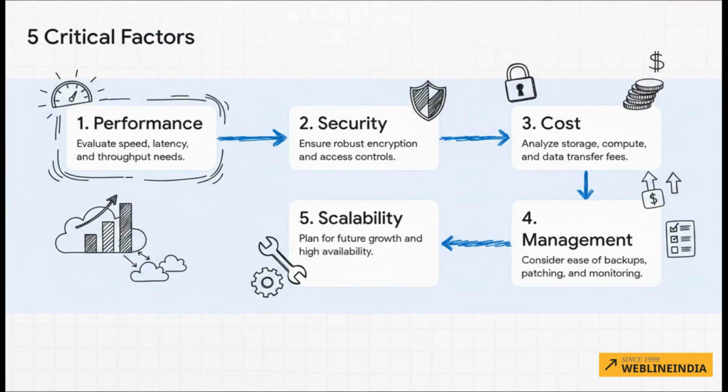We usually guide our clients by asking them to think about 5 critical areas. First, performance. How fast does your app really need to feel? Second, security. How bulletproof does it need to be? Then cost. What's the total cost, not just the price on the sticker? Management. How easy is this thing going to be to manage day to day? And finally, scalability. Can it handle success when your app really takes off?